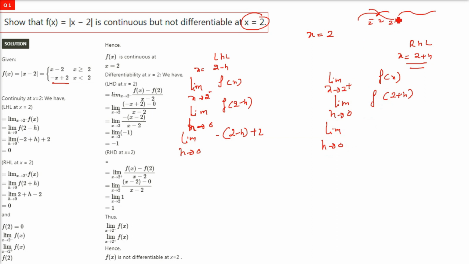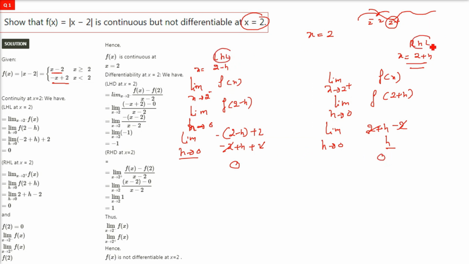Now we are going greater than 2, and for that we have to use x minus 2. So in x minus 2, replace x by 2 plus h: 2 plus h minus 2. Now what you get is minus 2 plus h plus 2 here, and there the 2 cancels, giving h; here also the 2 cancels, and you get h. So both ways you get limit h tends to 0 of h. When you apply the limit, it is going to be 0.